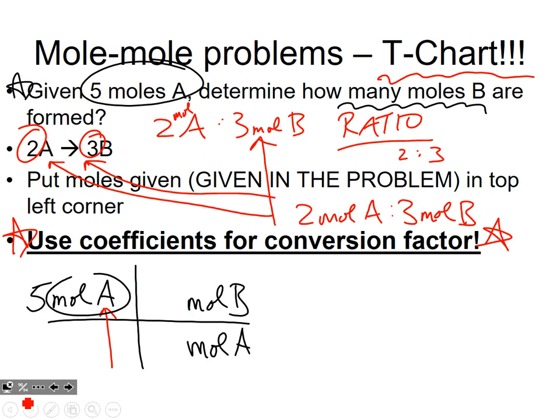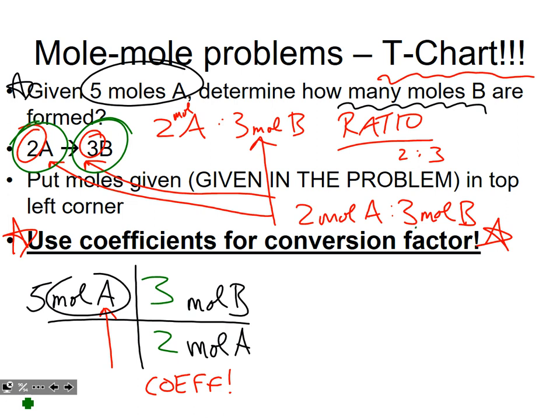And then the numbers out in front, on the right-hand side of the T-chart, are coming from our coefficients, which I'm just going to abbreviate like that. So I'm going to look, what's the coefficient for A? 2. So 2 moles of A. What's the coefficient for B? 3. 3 moles of B.